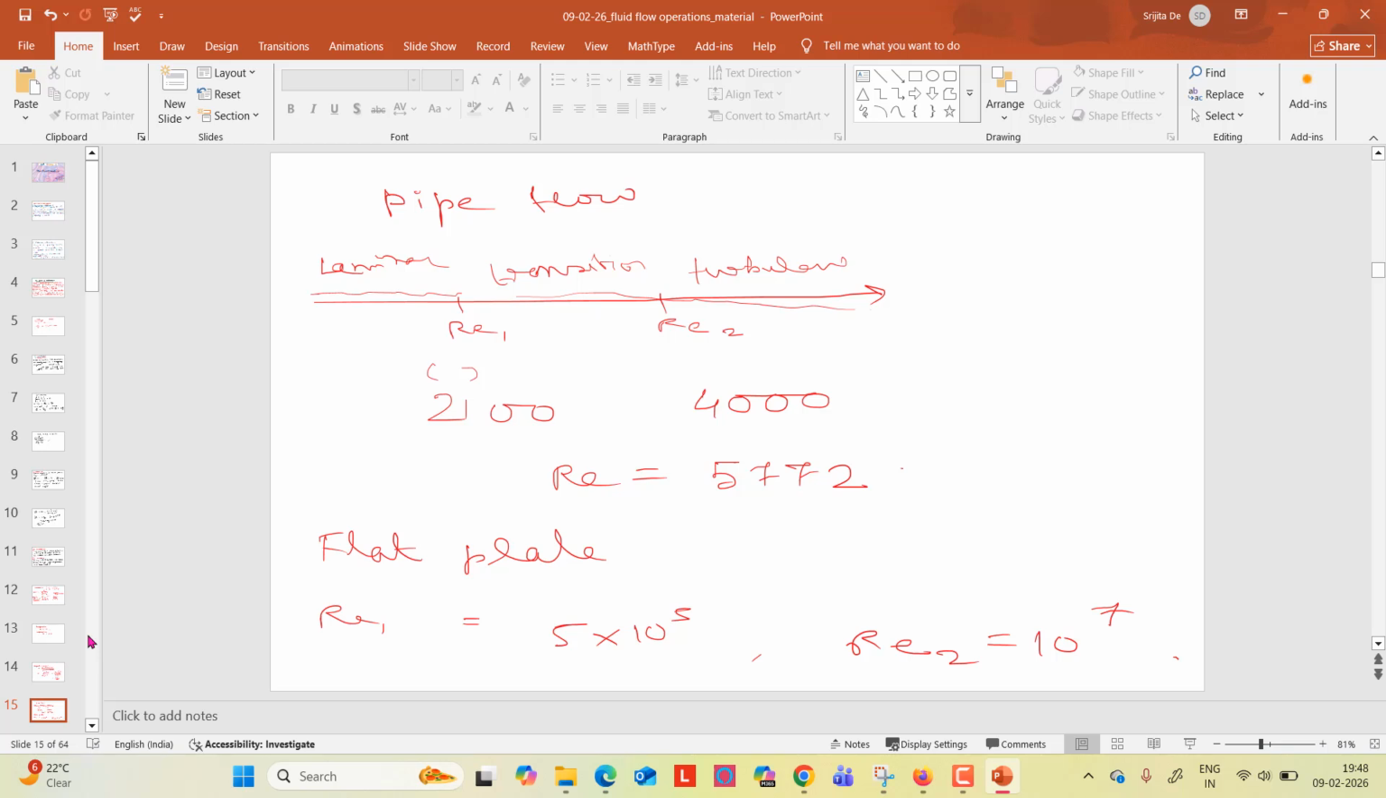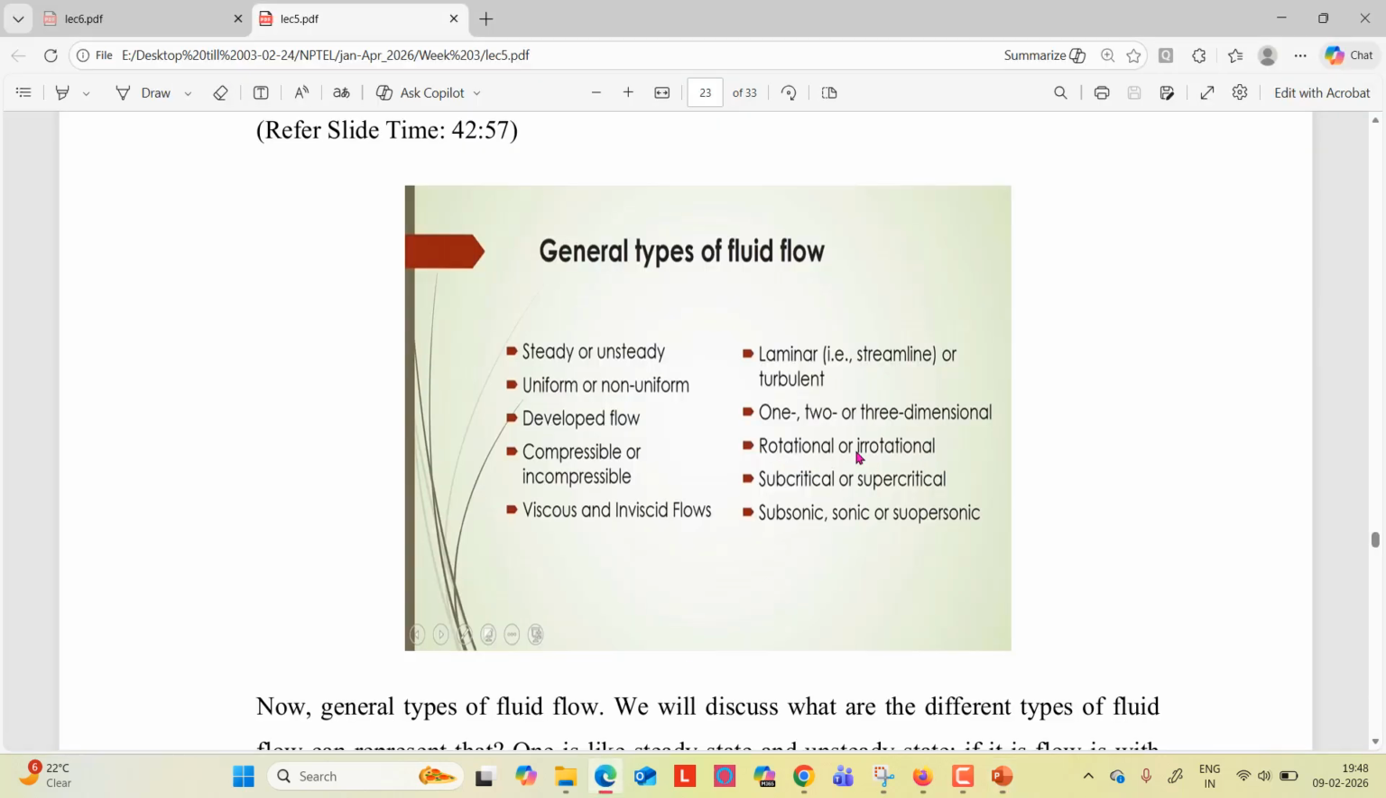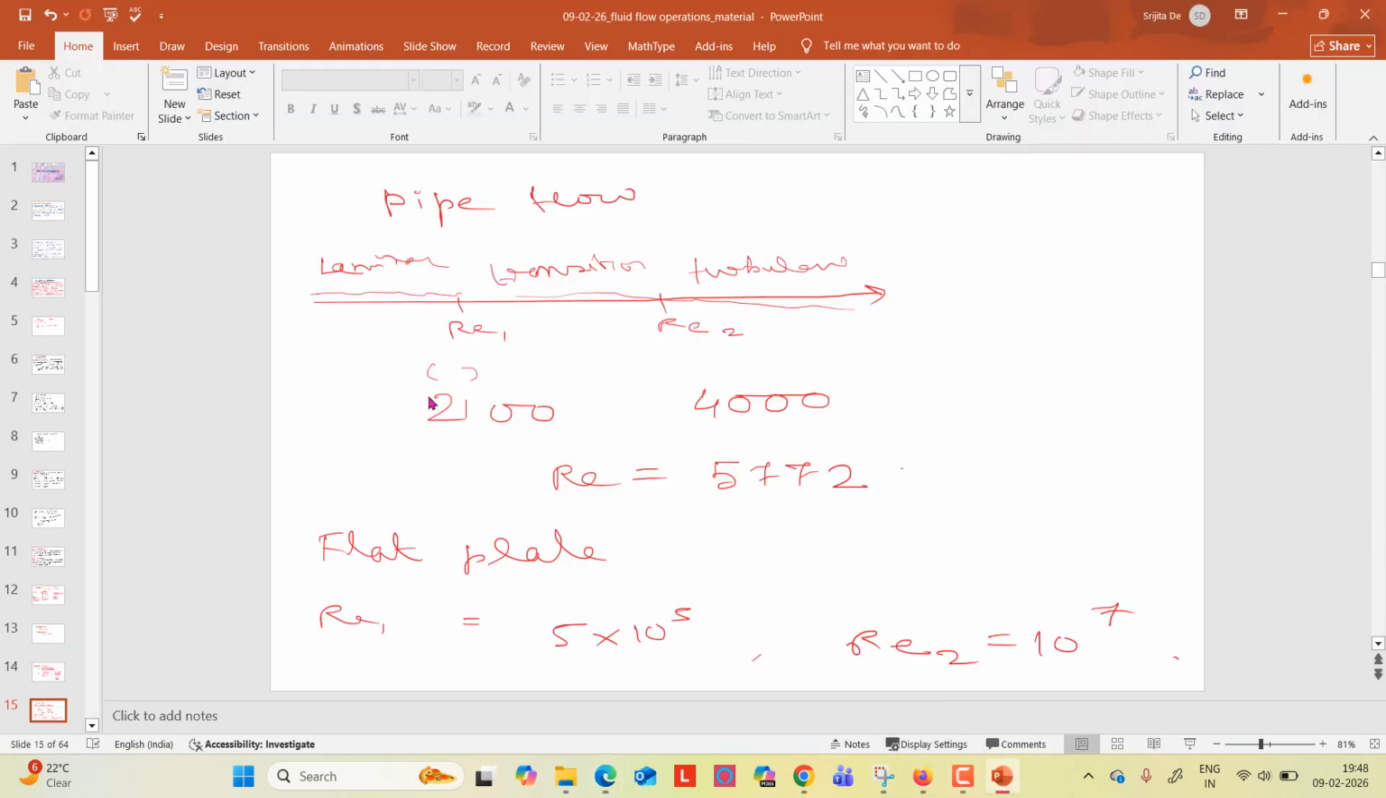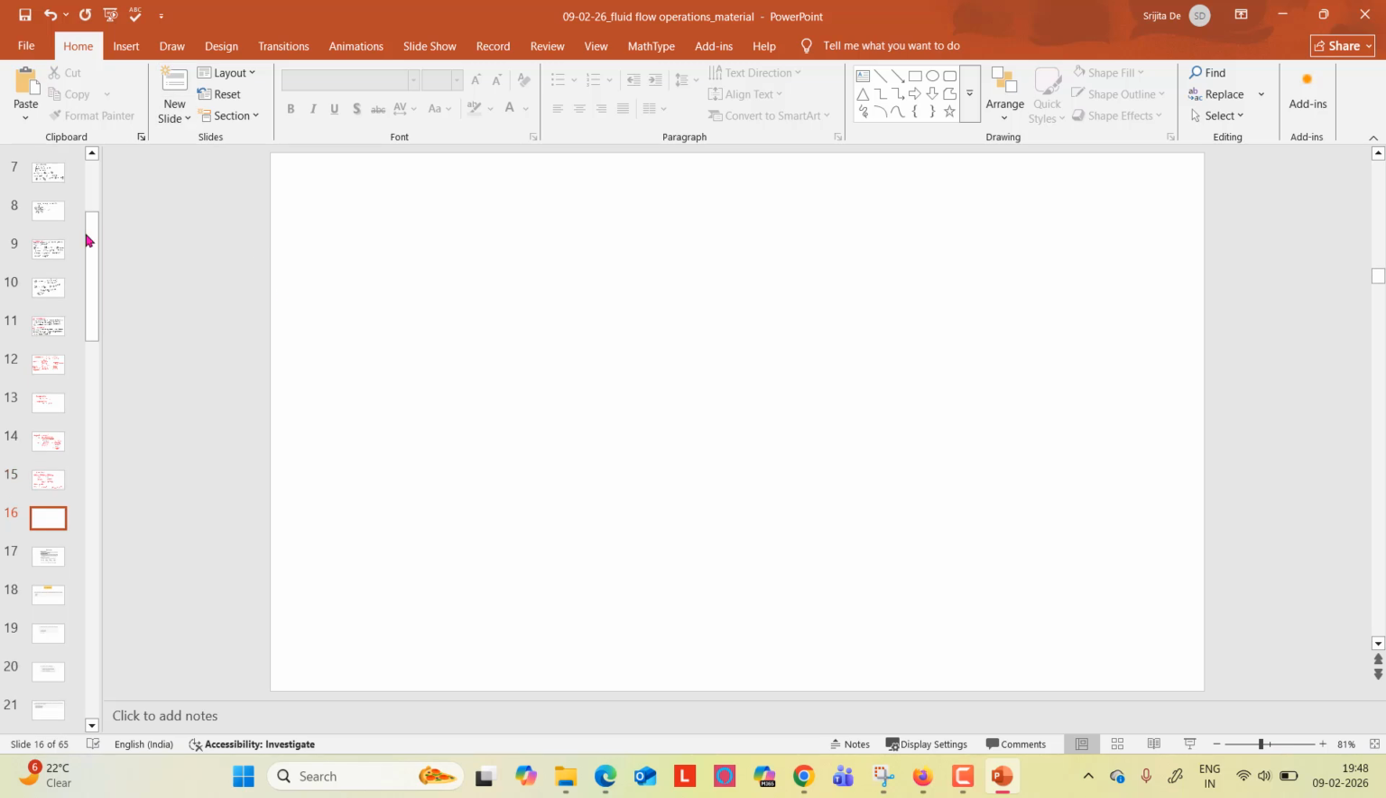Okay. Next comes the one-dimensional, two-dimensional, and three-dimensional flows. 1D flow means there is only one direction, that is, there is only one independent space coordinate present. Right? So here, suppose there is a pipe flow and the velocity is changing in the x direction. So here v is a function of only x.